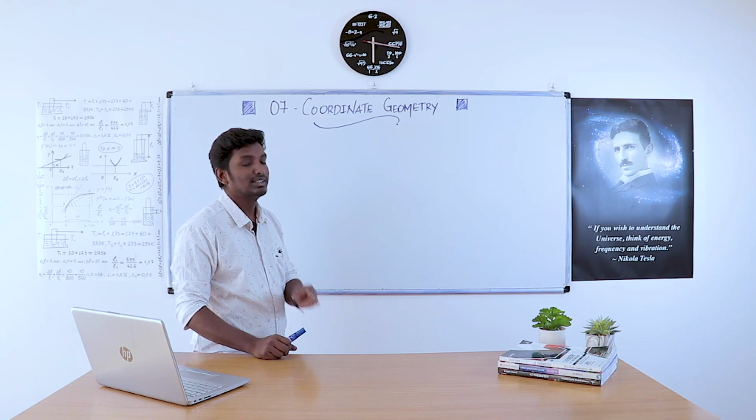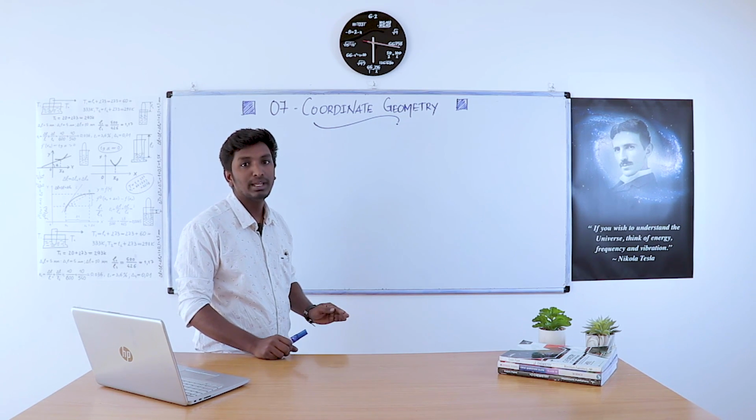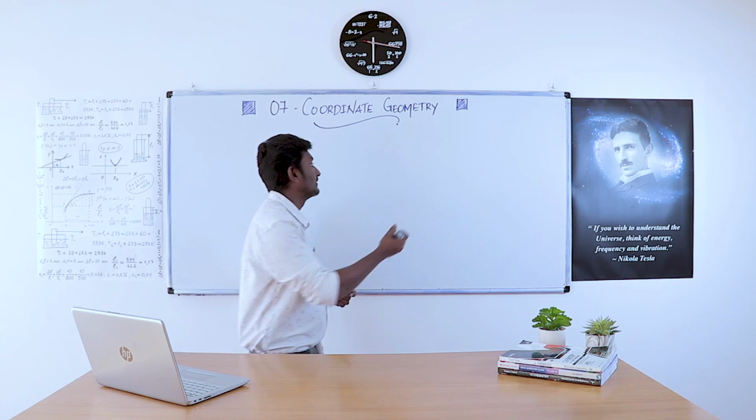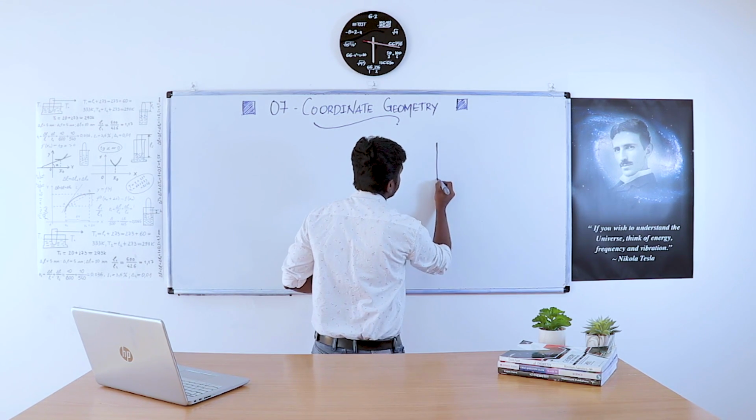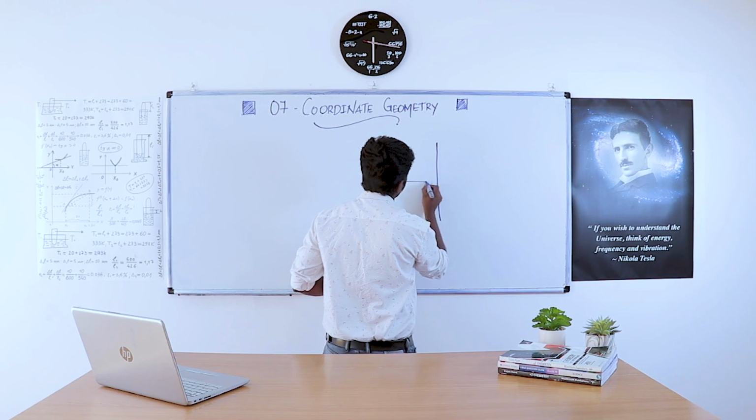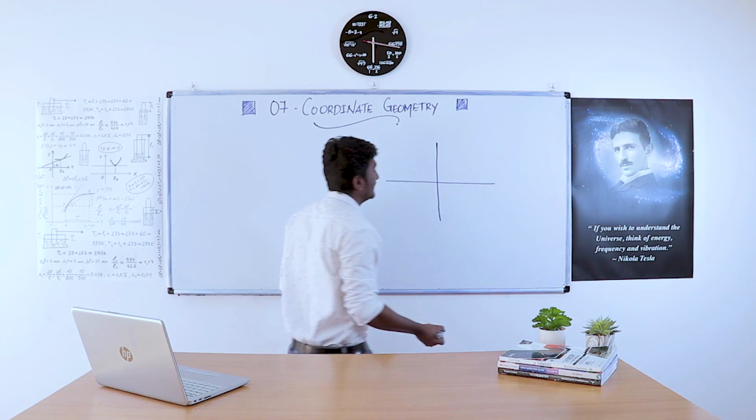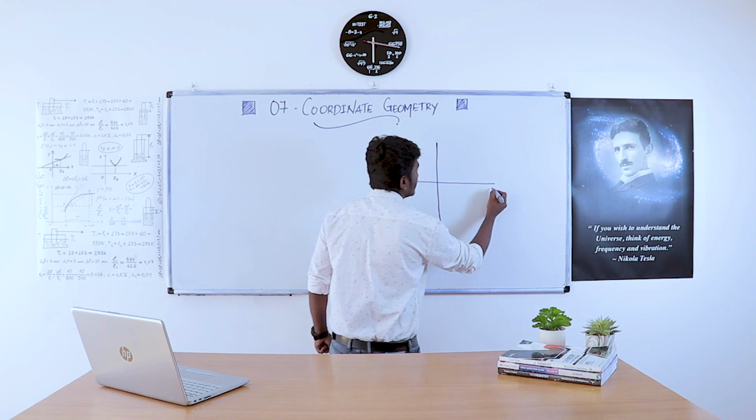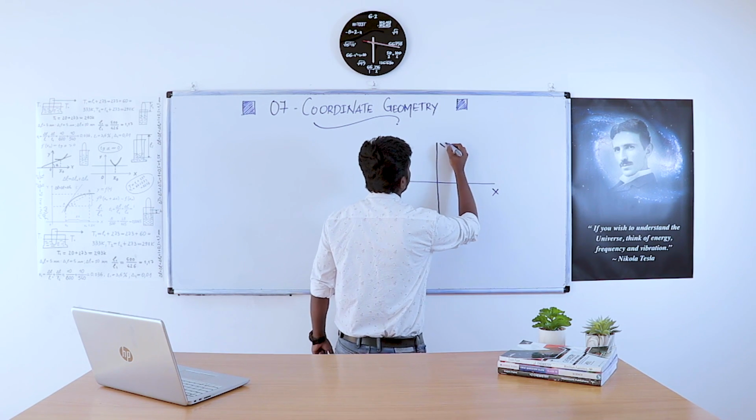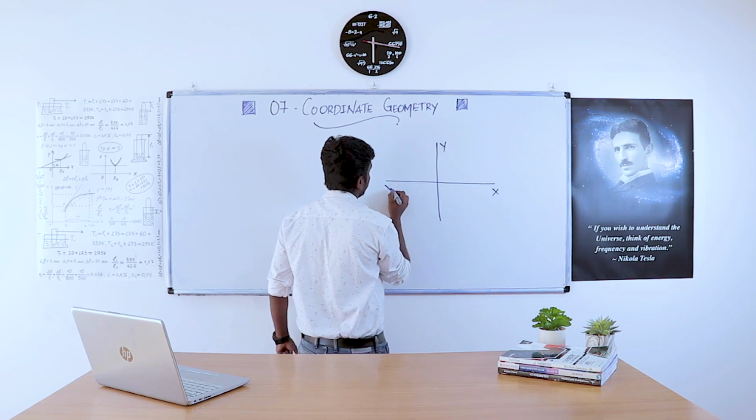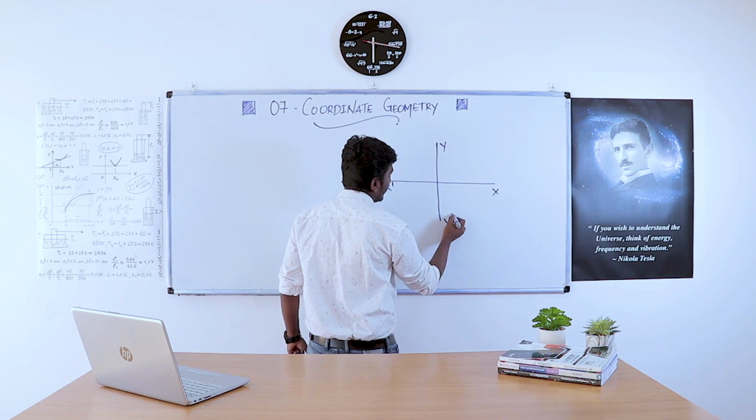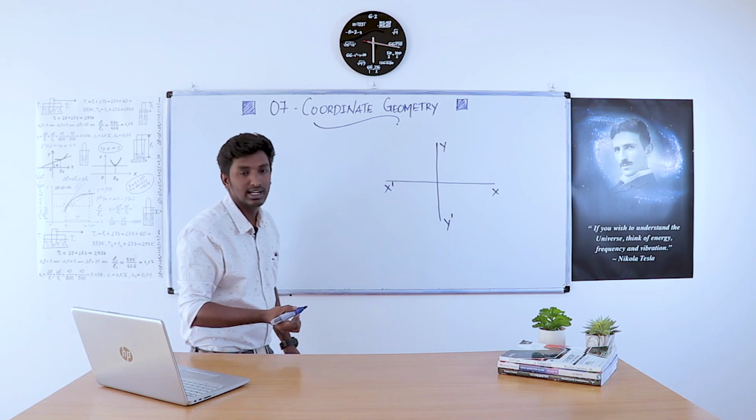Before that, I will just go through the basic things that we have studied in the 9th grade. When we are considering a coordinate system, the coordinate system that we are following is the Cartesian coordinate system. So we are having x-axis and y-axis. This is the negative x-axis and I am representing it as x dash. This is the negative y-axis and I am representing it as y dash.